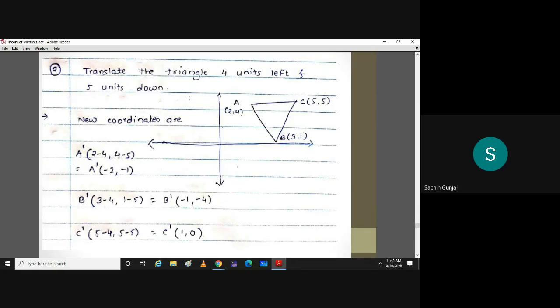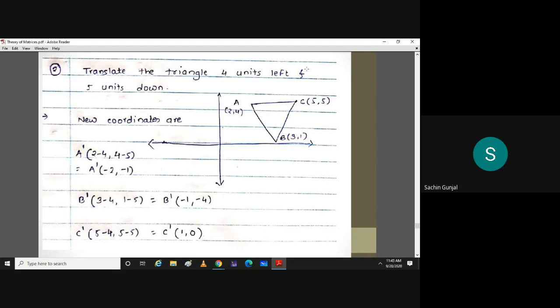Everybody understood why we subtracted, not added? Yes, sir. Because we are going to the left, that means we are going in the opposite direction to the original. That means we'll have to subtract. And again, we are coming down, so that also we'll have to subtract. If you are going above, that means plus, then you will have to add those components.